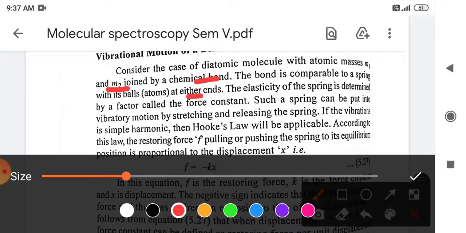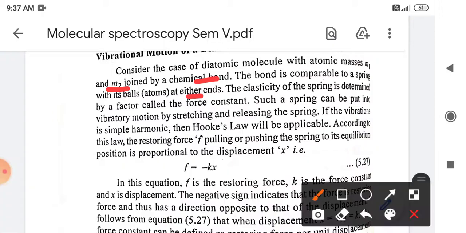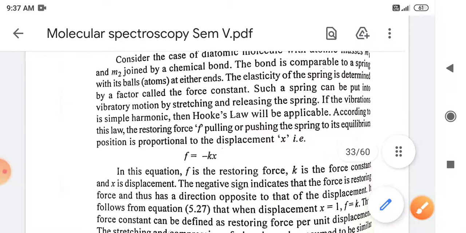So the elasticity of the spring can be determined by the factor which is called the force constant. In all of this IR spectroscopy and this derivation, the force constant will play an important role. So what do we mean by the spring constant or the force constant? The elasticity of the spring can be determined by the factor called the force constant. So the force constant is important for determining the elasticity of the given spring, or say bond.